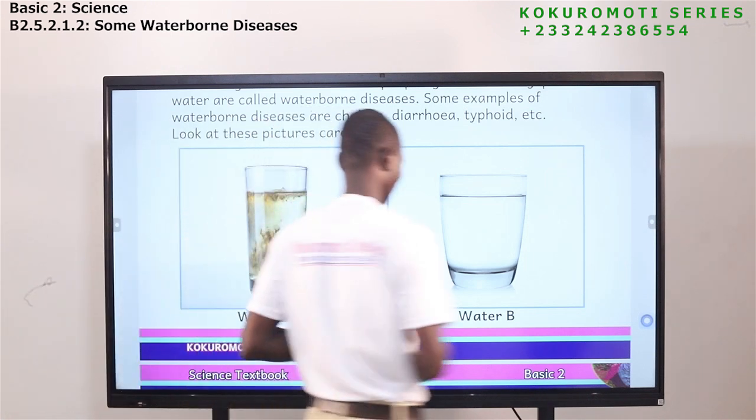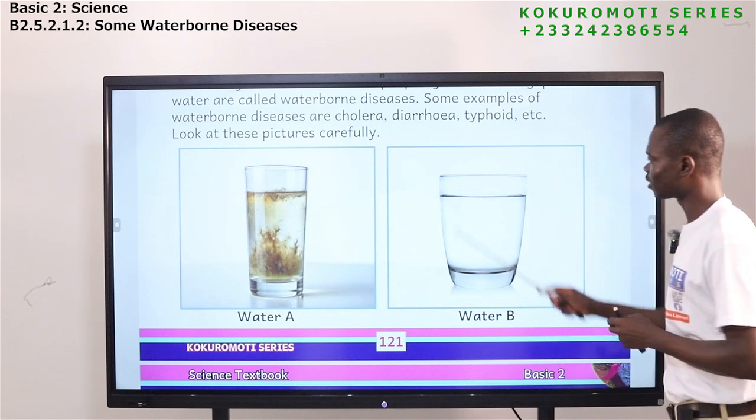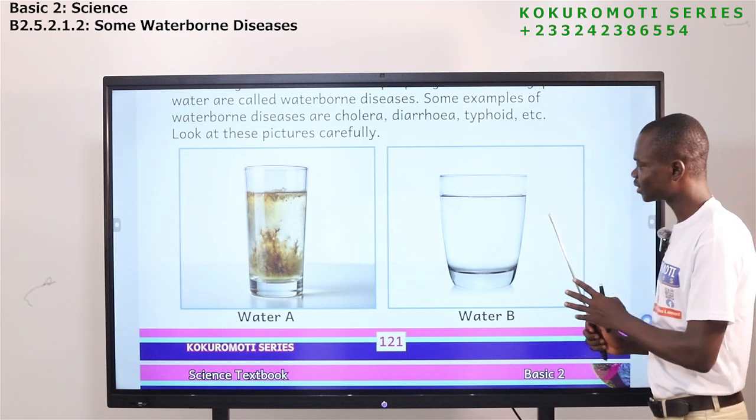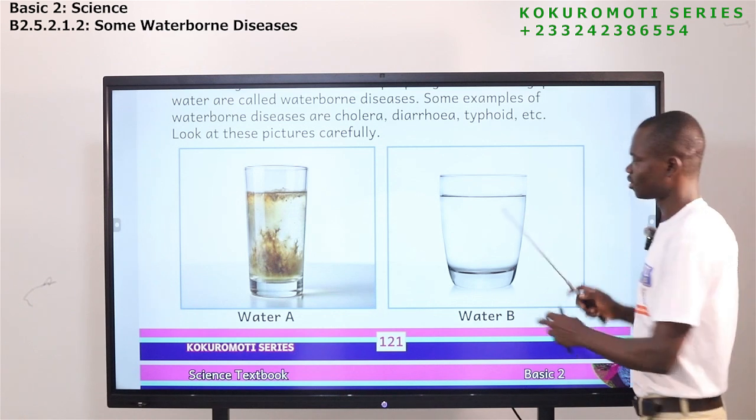Now let's come to this side. Water B, another glass of water. But this water, you can see that it is clean. Let me enlarge it.